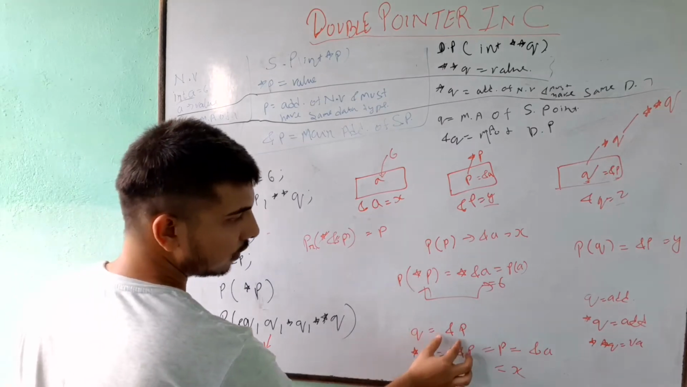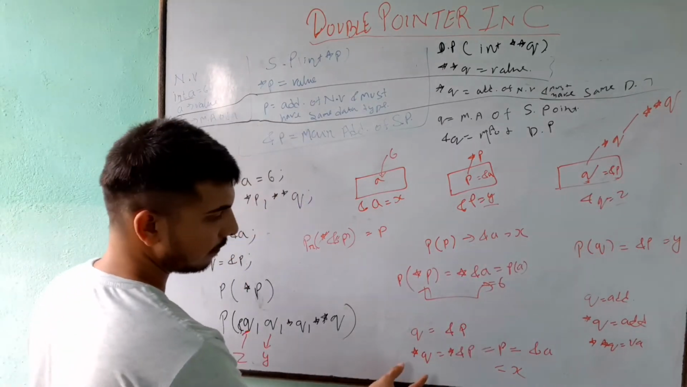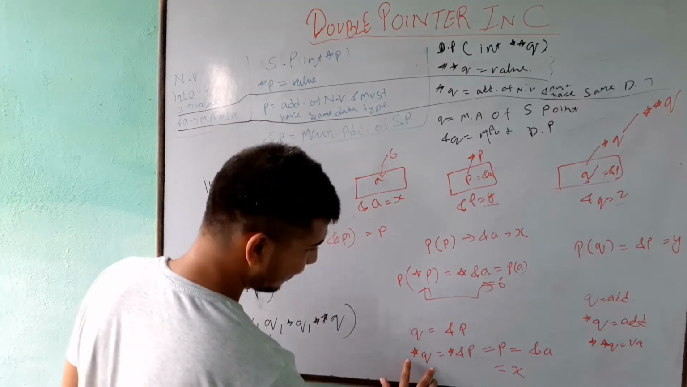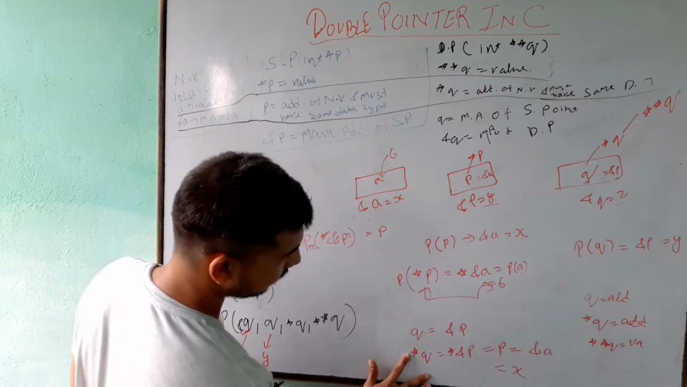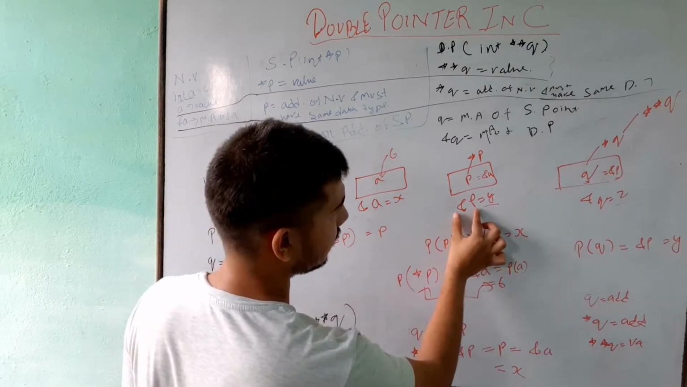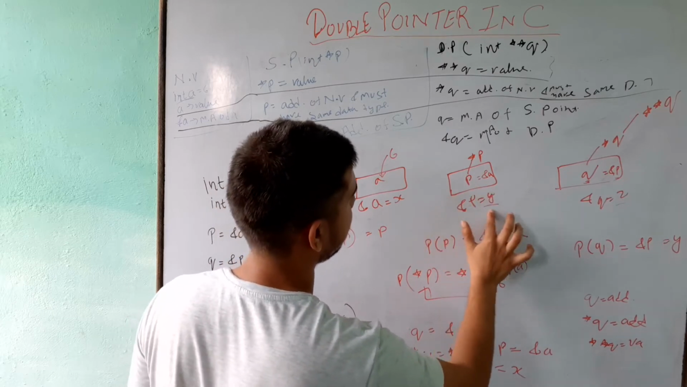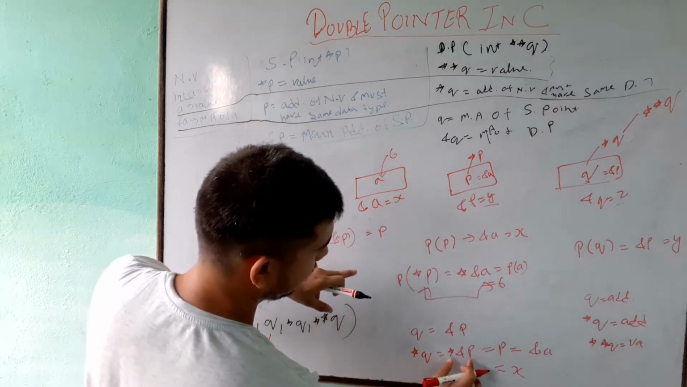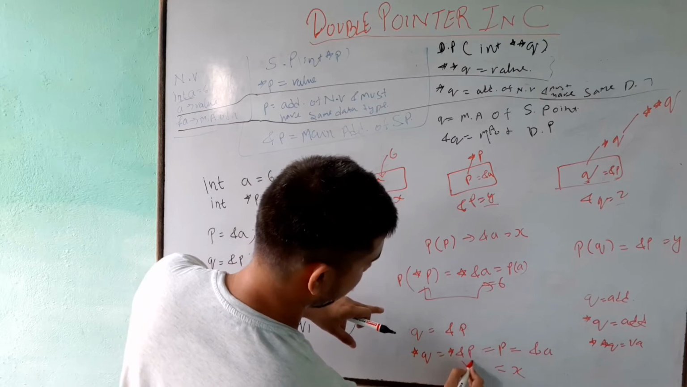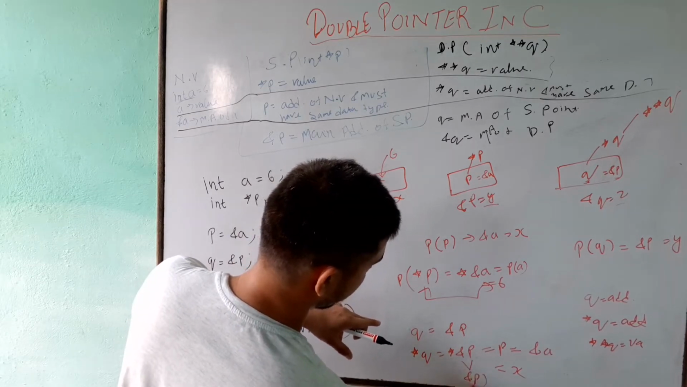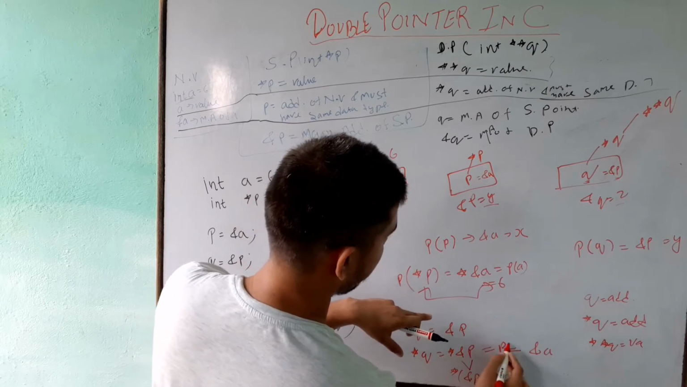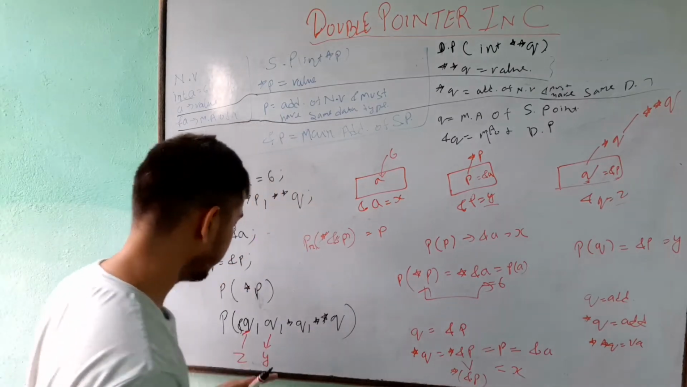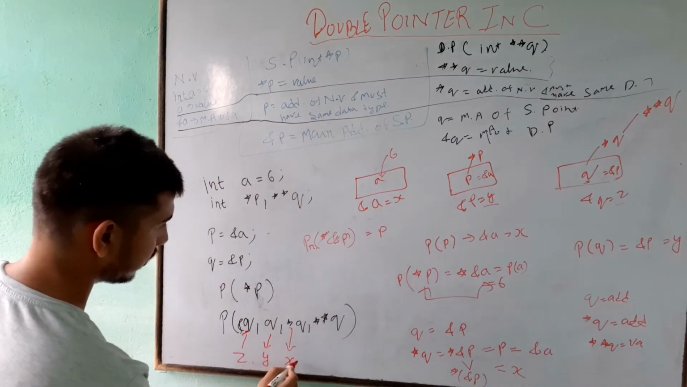See, q was holding the address of &p. Now I am dereferencing it (asterisking is not a word, okay). If I dereference it, it will give me something that is present here. What is present here? &a. What is present here? It is p, and p was holding &a, and what was the value? It was x. So it will give me x, okay.